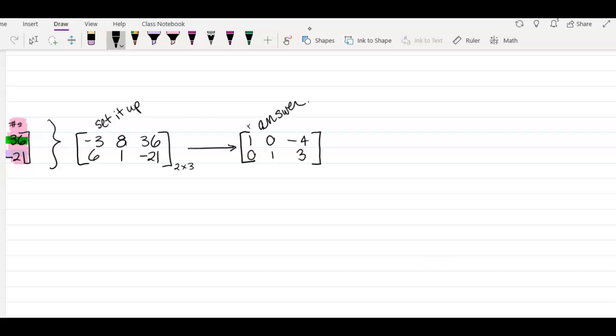Remember, this is the X column, this is the Y column. So what this literally says is 1x plus no y equals -4. And what this says is no x plus 1y equals 3. So when you have your matrix in reduced row echelon form, you'll have 1s on the diagonal here, and then you'll have your answer next to it.